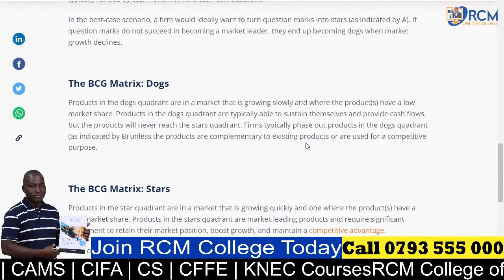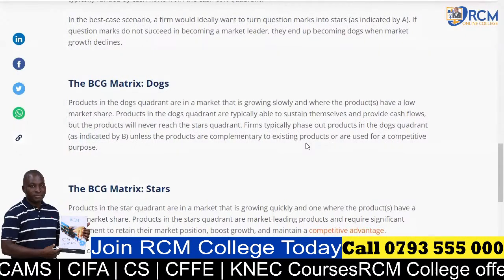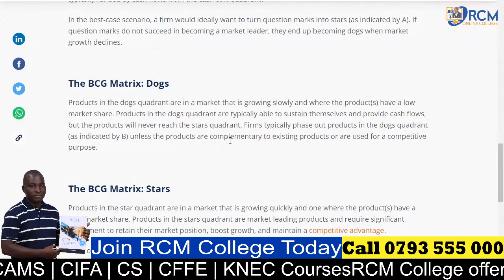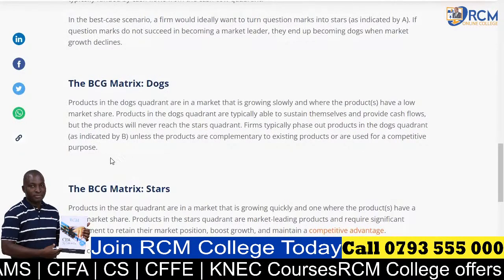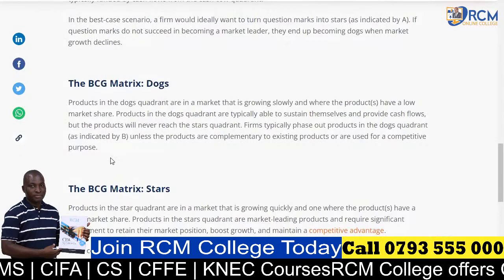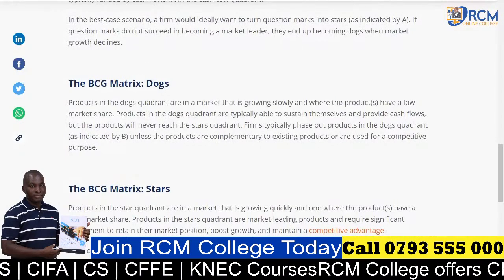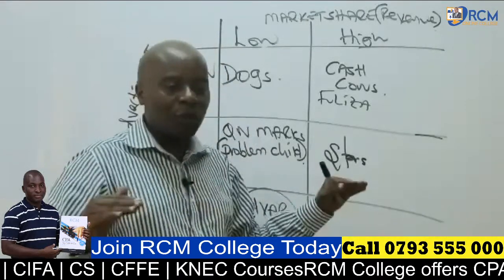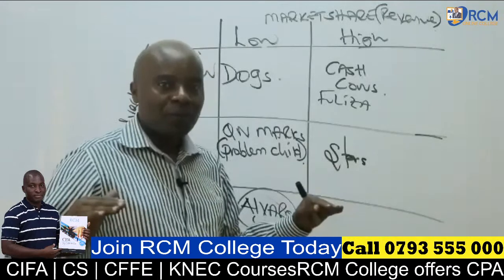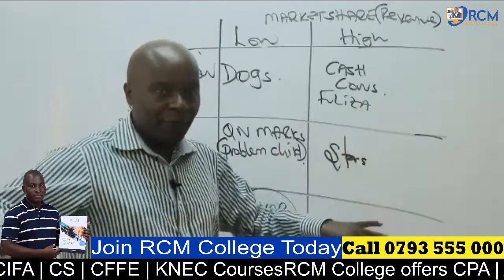Firms typically phase out products in the dogs quadrant unless the products are complementary to existing products or are used for a competitive purpose. So in this case, ladies and gentlemen, as a strategy, when we get products that are dogs, the very best thing to do is to discontinue them from our production lines, from our shelves. We simply phase them out.